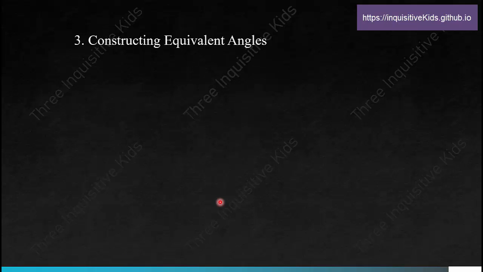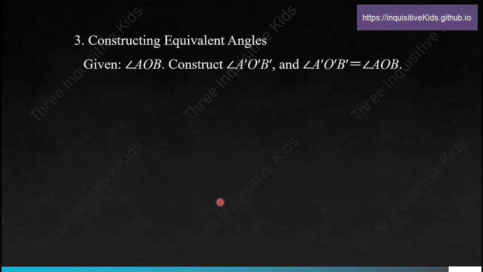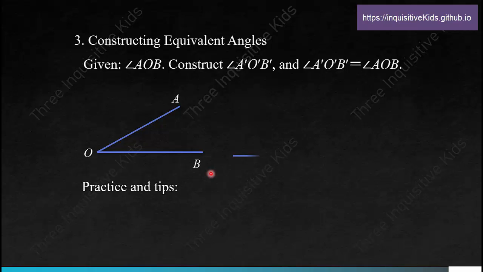Constructing equivalent angles. Given angle AOB, I want you to construct angle A prime O prime B prime, where angle A prime O prime B prime is equal to angle AOB. So I want you to construct two equal angles, angle AOB and angle A prime O prime B prime. And this is angle AOB. So here are some practicing tips.